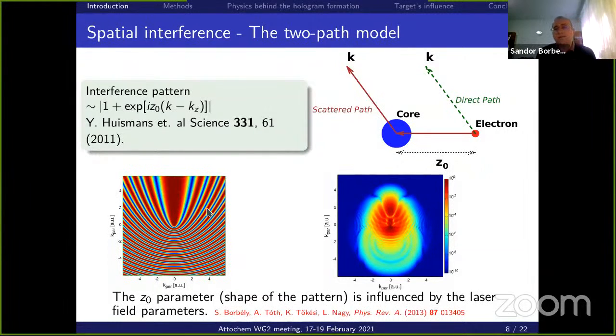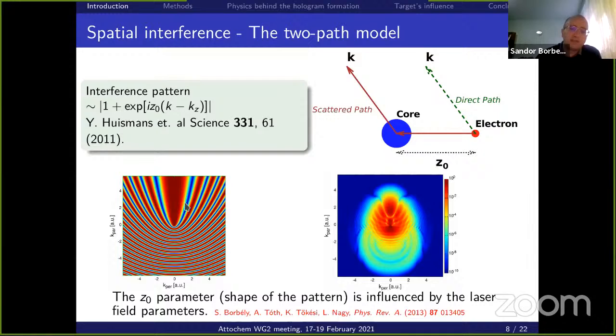This spider-like holographic pattern can be understood in the framework of a very simple so-called two-path model. You assume that under the action of your external laser field, a continuum electronic wave packet is created at a distance Z0 from the core. In this electron wave packet, you have electron trajectories which are weakly scattered, and strongly scattered electron trajectories. If you calculate the phase difference between these two trajectories, the interference pattern can be described with this very simple analytical formula.